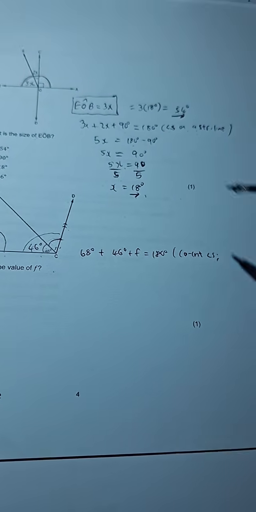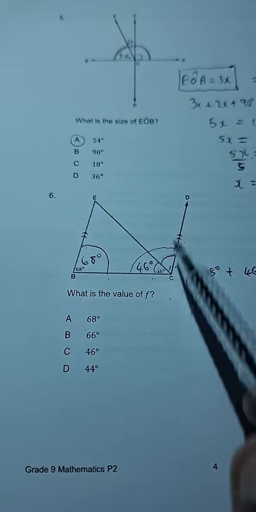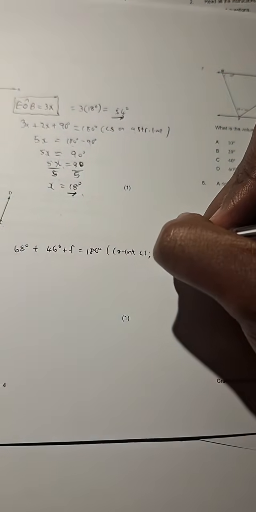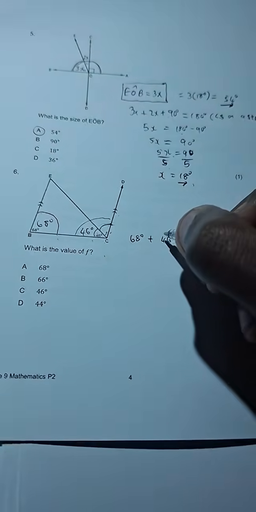Co-interior angles. What are the lines that are parallel? Let's look at the lines that are parallel. BE is parallel to CD. BE is parallel to CD. Okay.